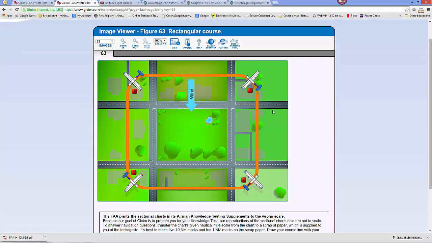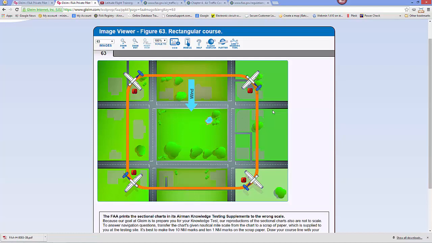The key to performing a ground reference maneuver correctly is to understand the direction of the wind and take up correct headings so that your ground track results in the desired course, in this case, a rectangular pattern around roads. And in the turns, the steepest bank angles coincide with the highest ground speed.